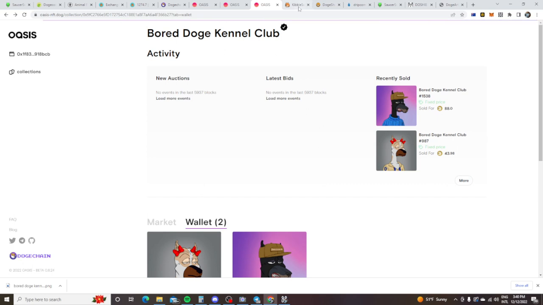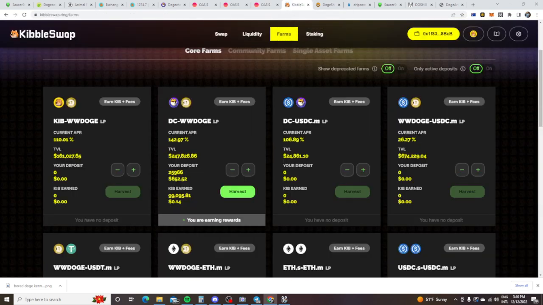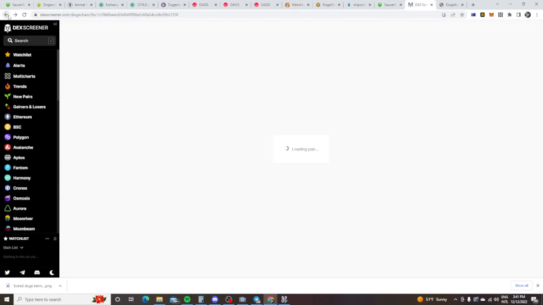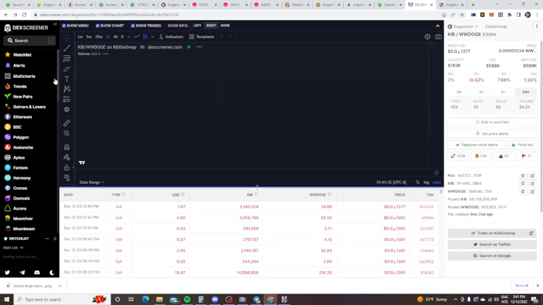And for all my DeFi DJs on DogeSwap, non-financial advice, gonna recommend KibbleSwap because it has the most TVL of any swap on Doge chain, I believe. Check me and see if I'm wrong. But yeah, this thing is printing. I got almost 100,000 kibble, and I just put the LP in a few hours ago. So let's go take a look at that kibble.